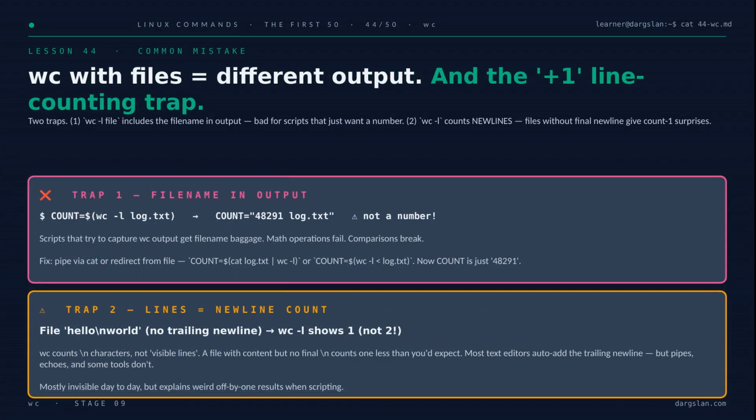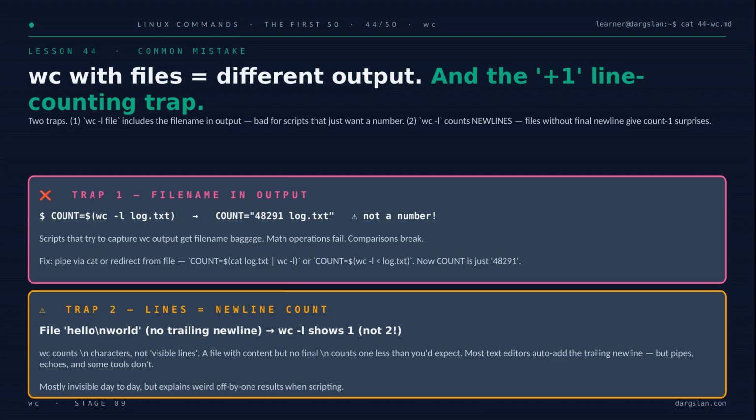But before Mia gets too comfortable, there are two traps worth knowing. First, when you pass a file name directly, like wc -l log.txt, the output includes the file name alongside the number. So if a script captures that into a variable, it gets 48291 log.txt, not a clean number, and any math on it breaks. The fix? Pipe it in with cat, or redirect with the less-than sign. Both strip the file name out.